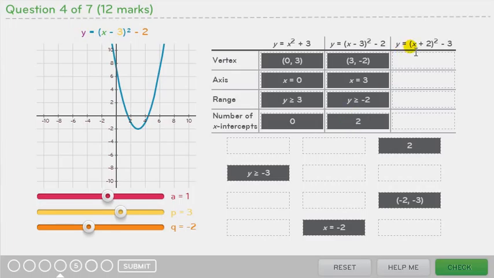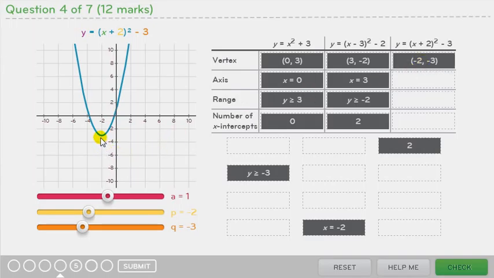And lastly, y equals (x plus 2) all squared minus 3. This has a p-value of negative 2 and a q-value of negative 3. This graph has been shifted 2 units to the left and 3 units down, and has a vertex at (-2, -3).